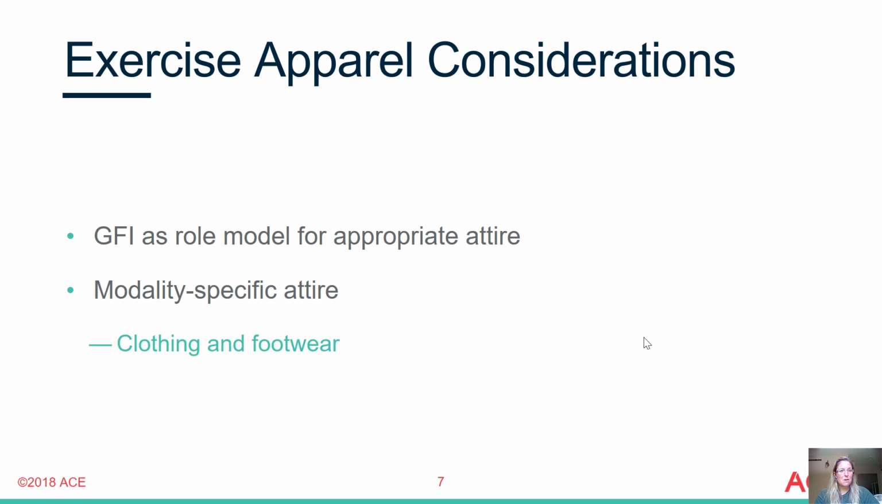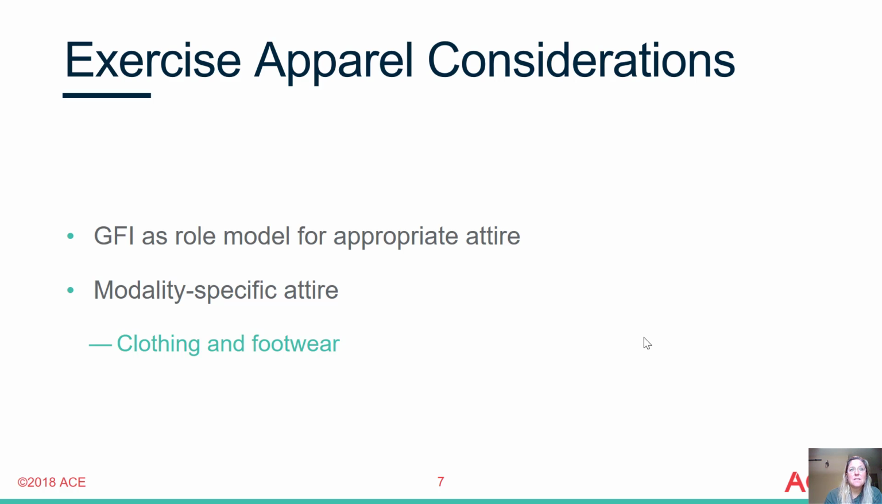Other things that we need to think about is our apparel. We should have a good understanding of the appropriate attire to wear when we're instructing a class. Participants look at the group fitness instructor as a role model with regards to determining appropriate attire for the class format. Furthermore, we should have knowledge of modality-specific attire, for example, cycling shorts that can enhance the participant's exercise experience. We also should be able to educate our participants on proper footwear as it pertains to group exercise. So modeling appropriate attire is key.